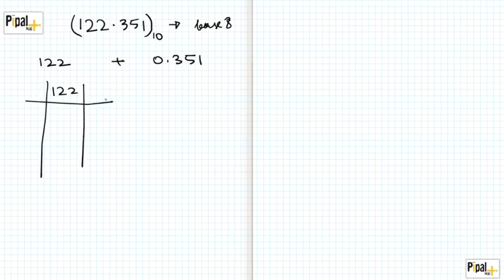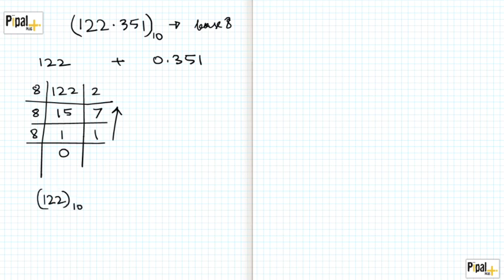So we are going to divide 122 by 8. We get 15, 120, the remainder is 2. Then we divide by 8 again, 8 1s are 8, and we are left with a remainder 7, and 8 0s are 0 and remainder 1. So we have 172 in base 8. So 122 in base 10 is equal to 172 in base 8, right?